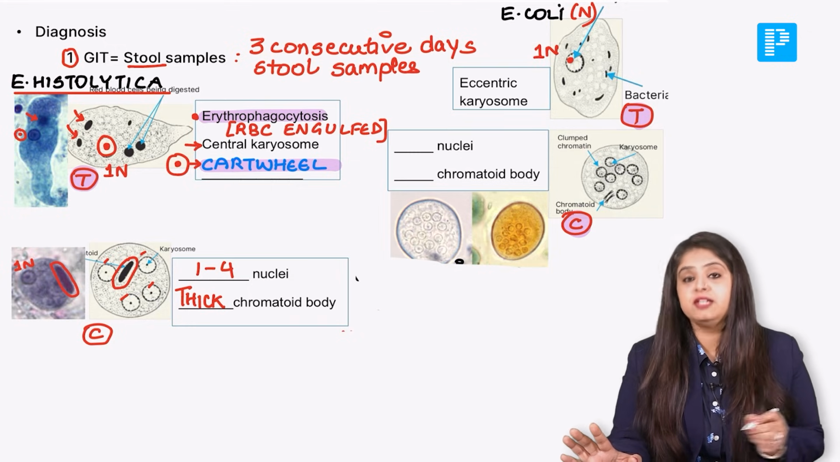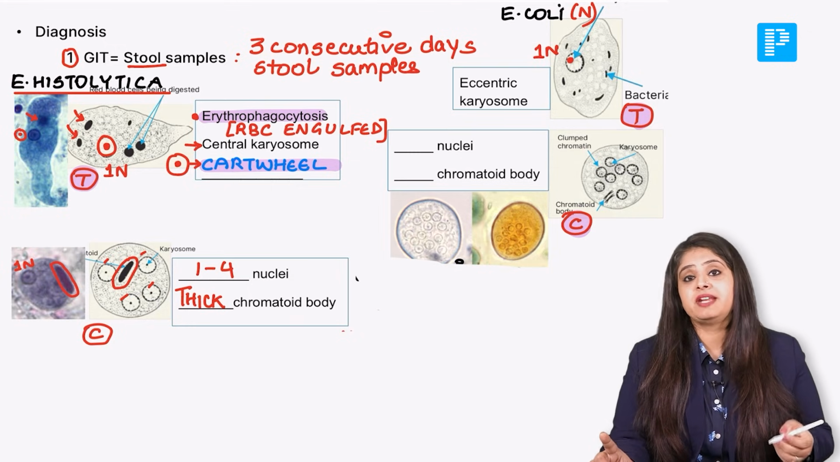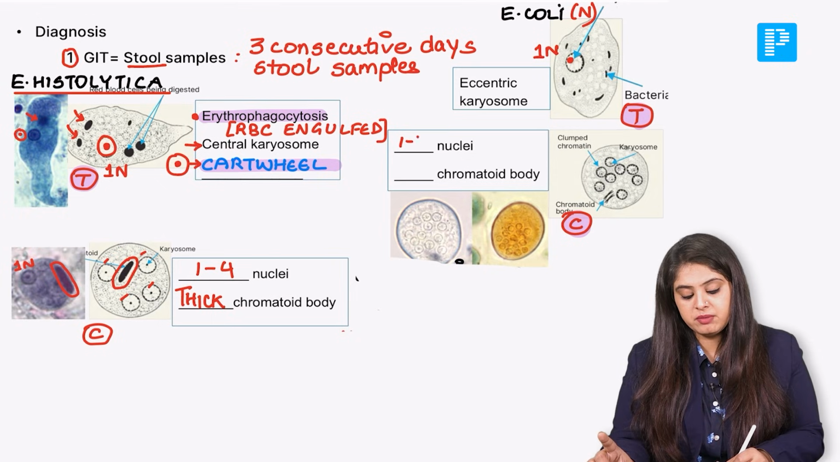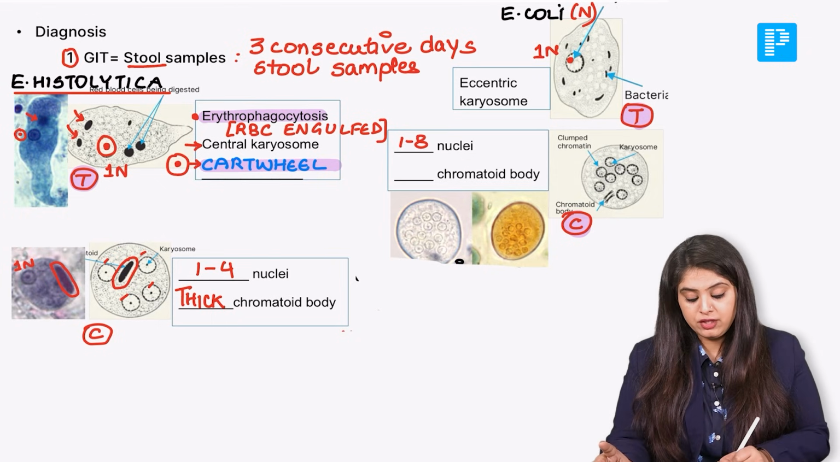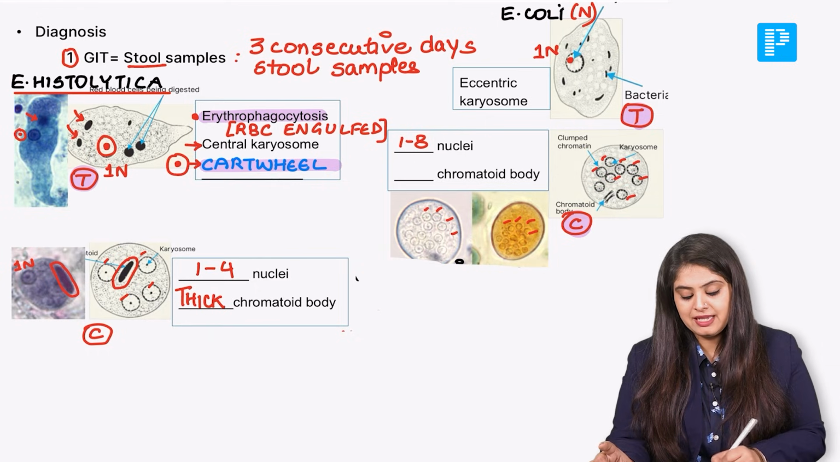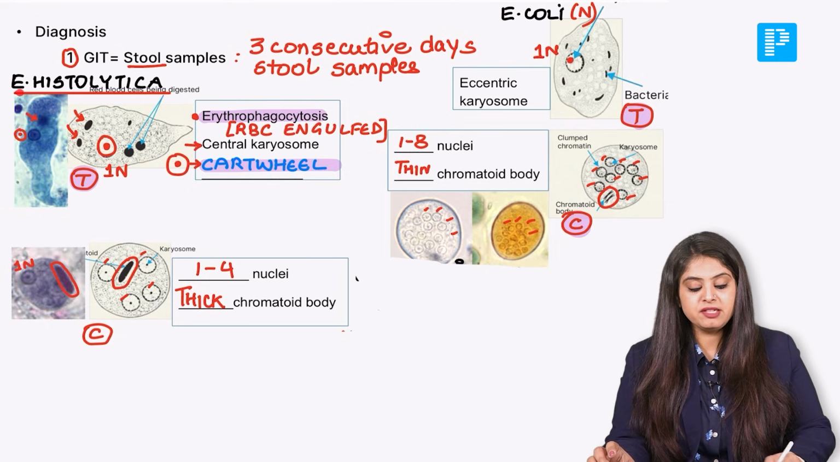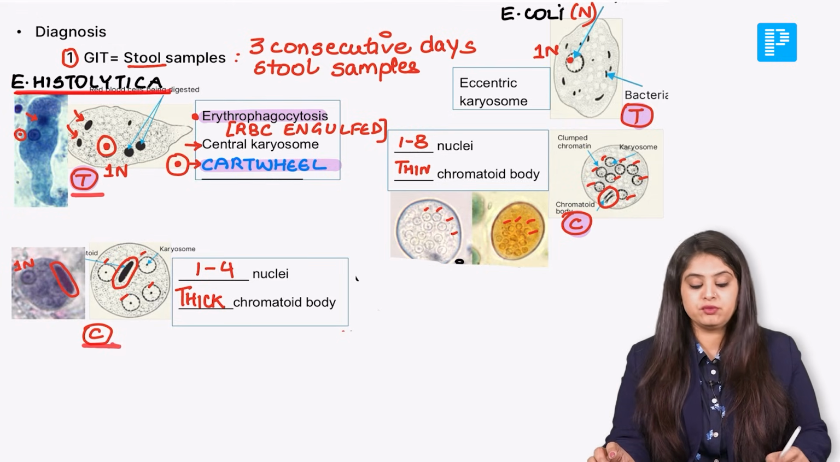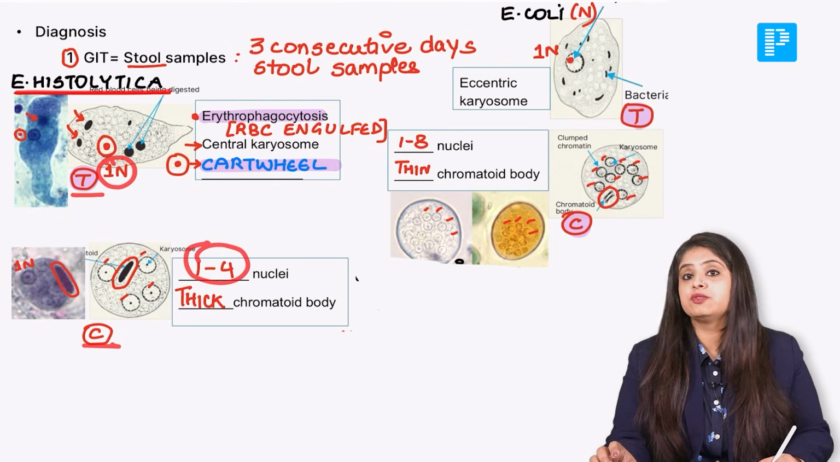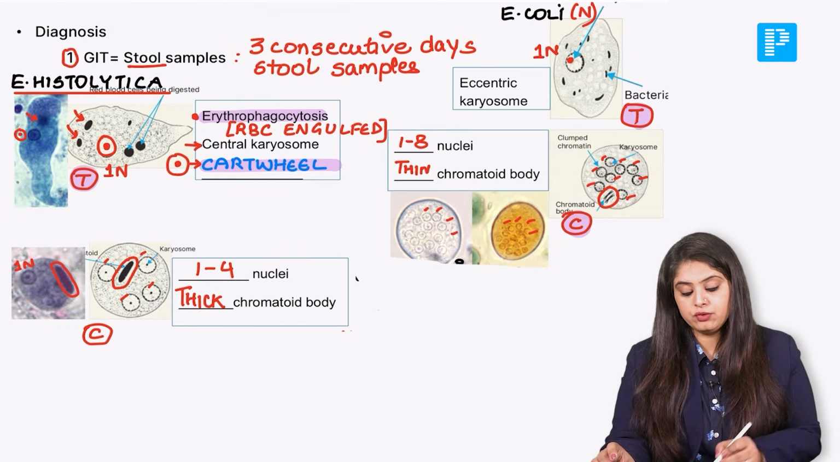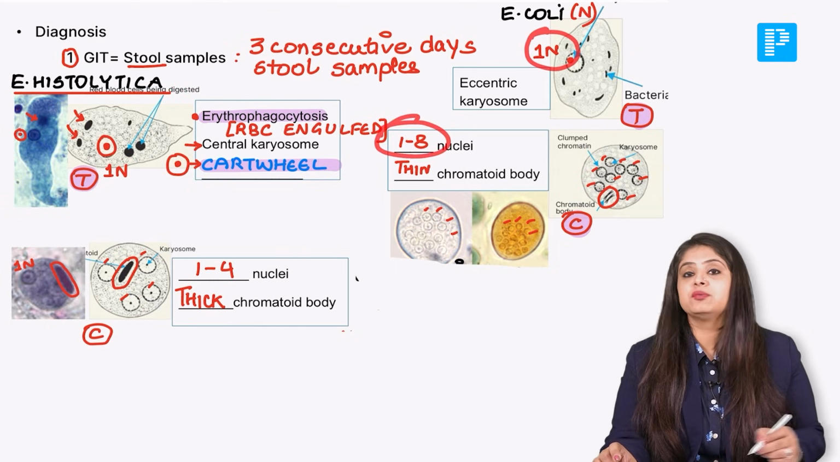Again, it has only one nucleus. That's the trophozoite. But when I come to the cyst, it has anywhere between 1 to 8 nuclei. You can count in so many pictures that I have put up over here. It has 8 nuclei, and the chromatoid bars are also very, very thin out here. I just revised the nuclei with you. In Entamoeba histolytica, trophozoite versus cyst: trophozoite had 1 nucleus, cyst had 1 to 4. In Entamoeba coli, the trophozoite has 1 nucleus and the cyst has 1 to 8.